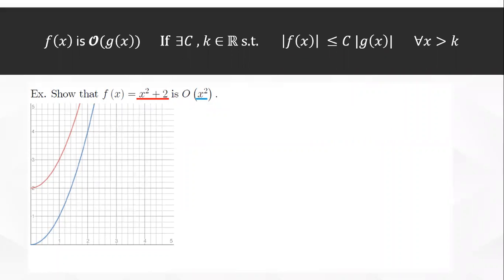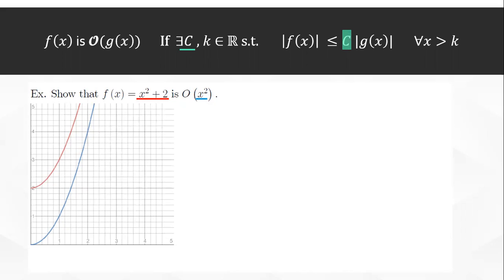Let's show that x squared plus 2 is big O x squared. With the graph in front of us, you start to see a problem. And then you look back at the function, you say, oh, how can this be? F of x is literally x squared plus 2. It's always 2 above it. The key here is that we get to pick this multiplicative constant. I just have to prove it exists.